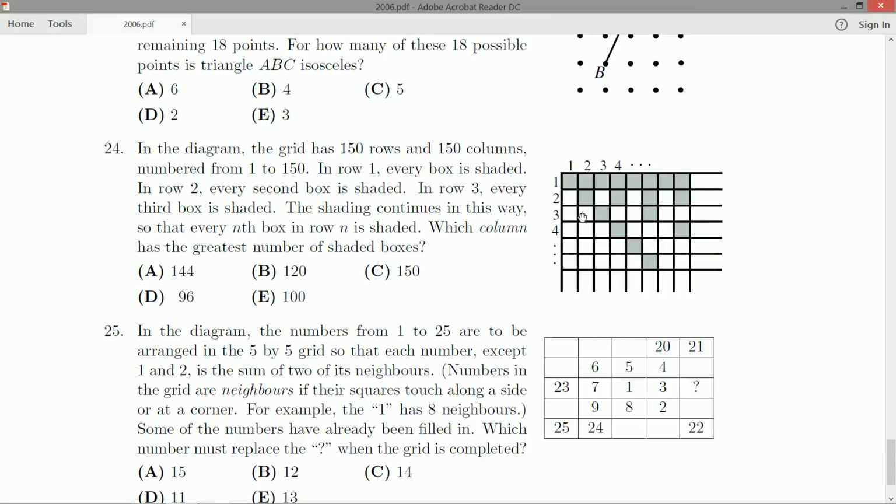So the shading continues in this way so that every nth box in row n is shaded. Which column has the greatest number of shaded boxes? So column, not row, because obviously row 1 would win. All 150 boxes are shaded. Which column has the greatest number of shaded boxes? Interesting.